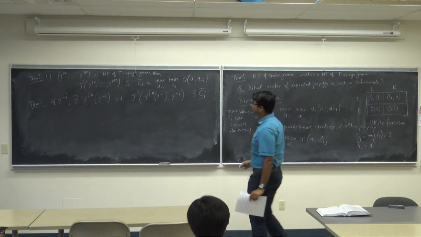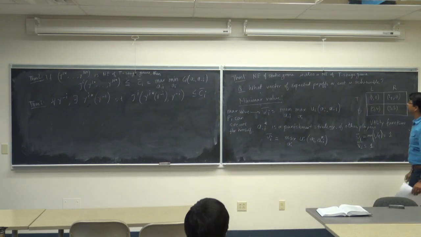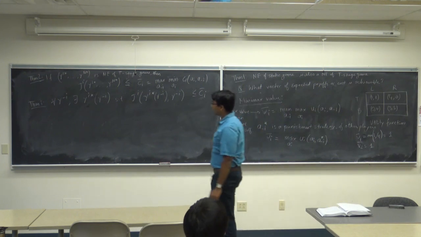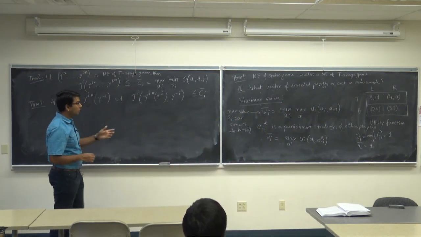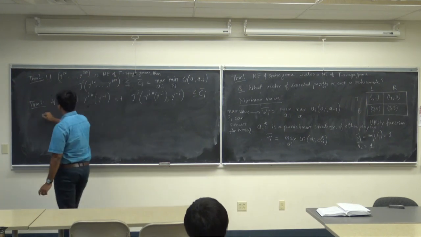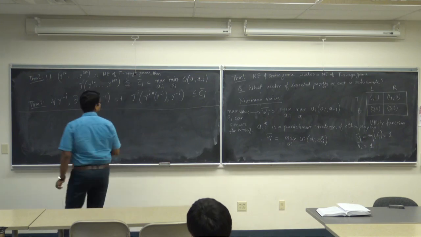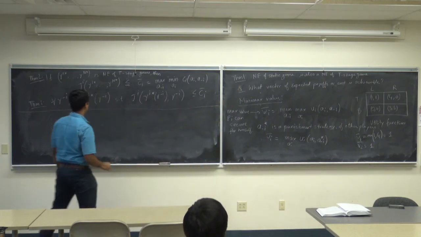Now we want to understand this question: what vector of expected payoffs or cost is achievable under any equilibrium? So we want to characterize that set of payoffs that's possible. In order to introduce that, these are the elementary results. Let's now start answering the question, which will build upon these elementary results.